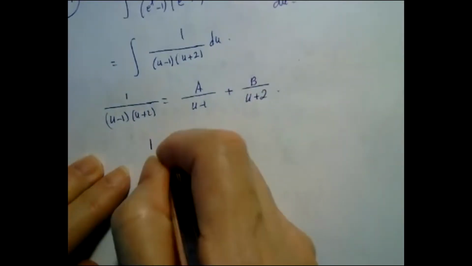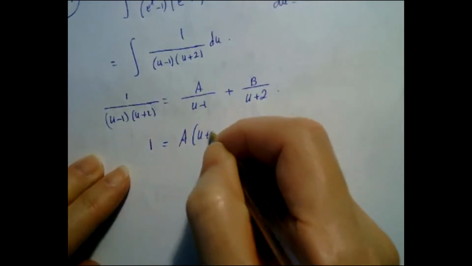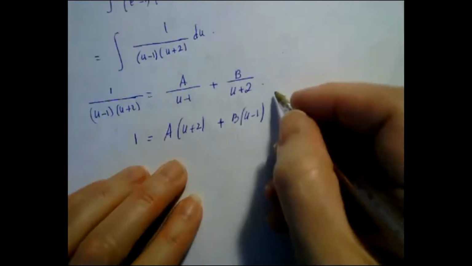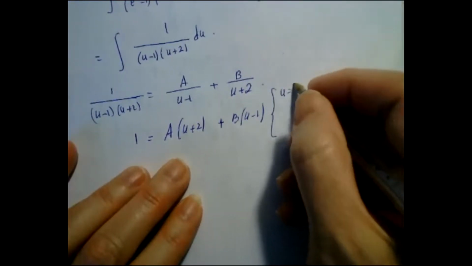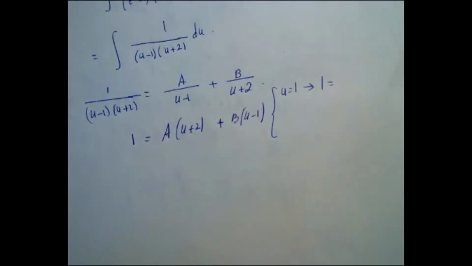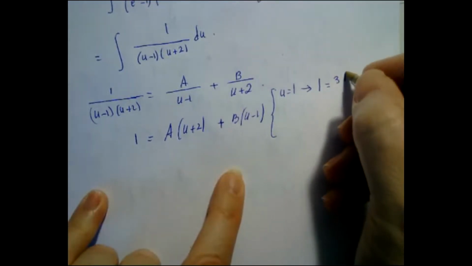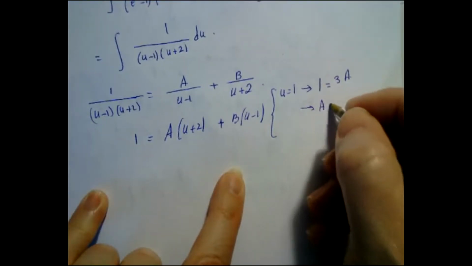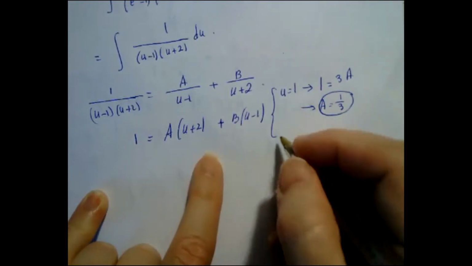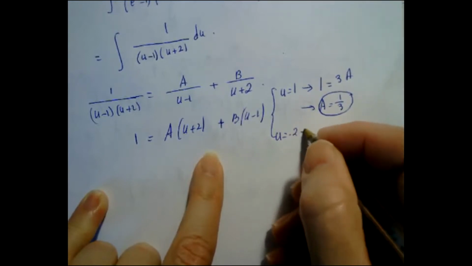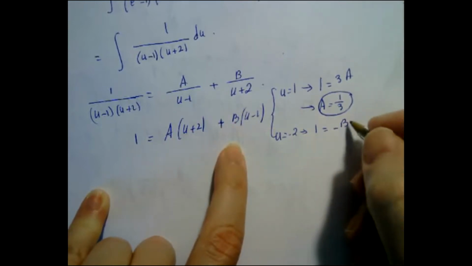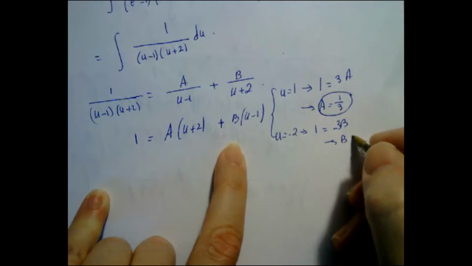So this would give me 1 equal. Okay, and then I pick my values, u equal to 1. Picking values here, I think, is the easiest way to go. It would give me 3a. This would give me a equal 1/3. Done with that. Then u equal minus 2 will give me 1 equal, this is gone, minus 3b. b equal minus 1/3.